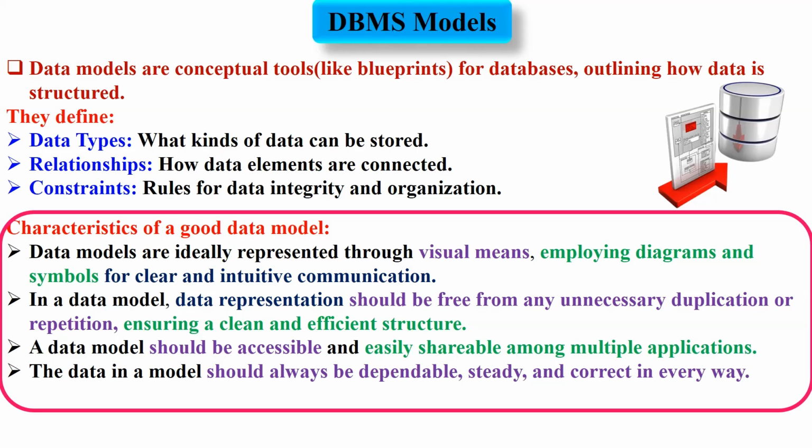Characteristics of a good data model. Data models are ideally represented through visual means, employing diagrams and symbols for clear and intuitive communication. In a data model, data representation should be free from any unnecessary duplication or repetition, ensuring a clean and efficient structure. A data model should be accessible and easily shareable among multiple applications. The data in a model should always be dependable, steady, and correct in every way.